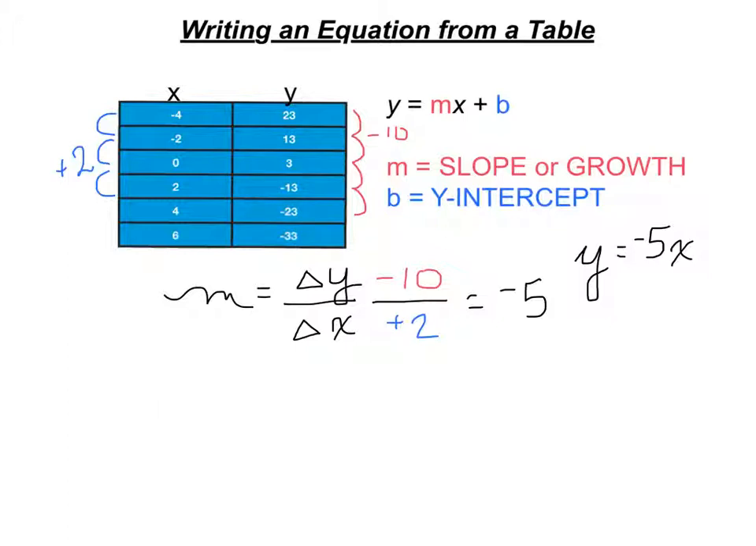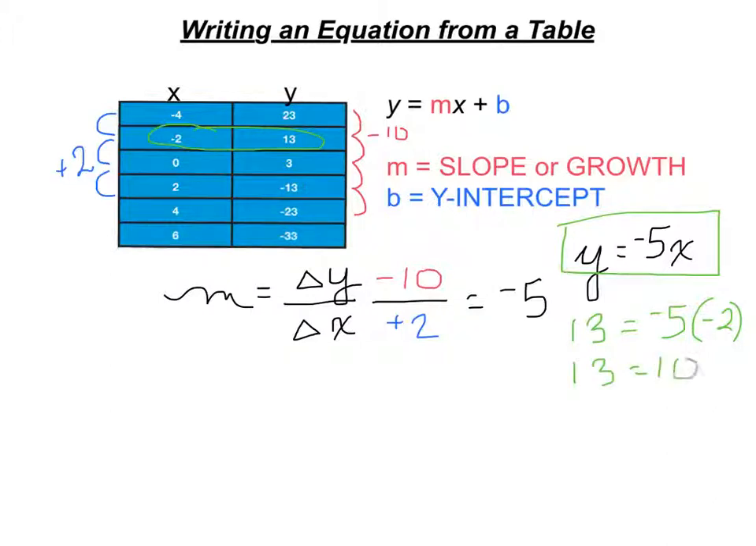Now, in order to determine the y-intercept, there are a couple ways we can go about it. One way is to pick any ordered pair in the table. Let's just say that we chose negative 2 and 13. Well, we know that negative 2 is x and 13 is y, so we can take the equation that we started to write and substitute those values in. We said that 13 was y, so we have 13 is equal to negative 5 times negative 2. And if we simplify that, we have positive 13 on this side and a positive 10 on the right side.